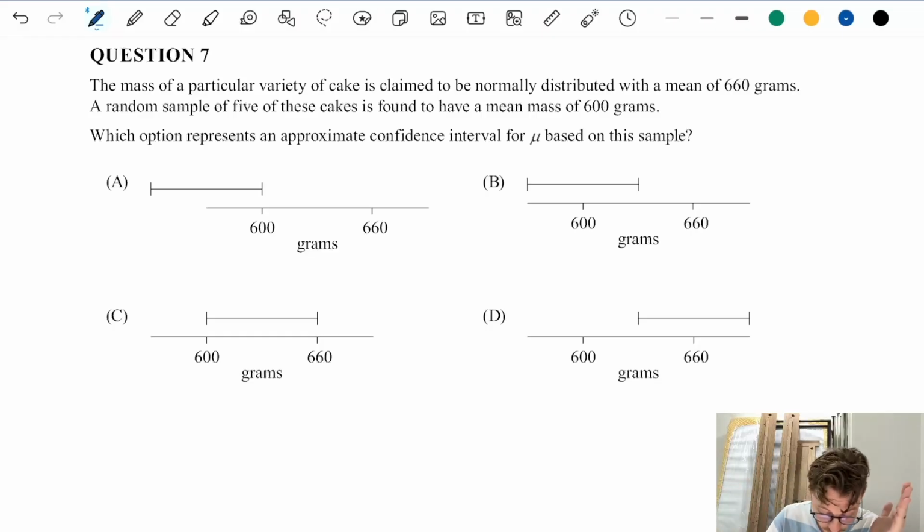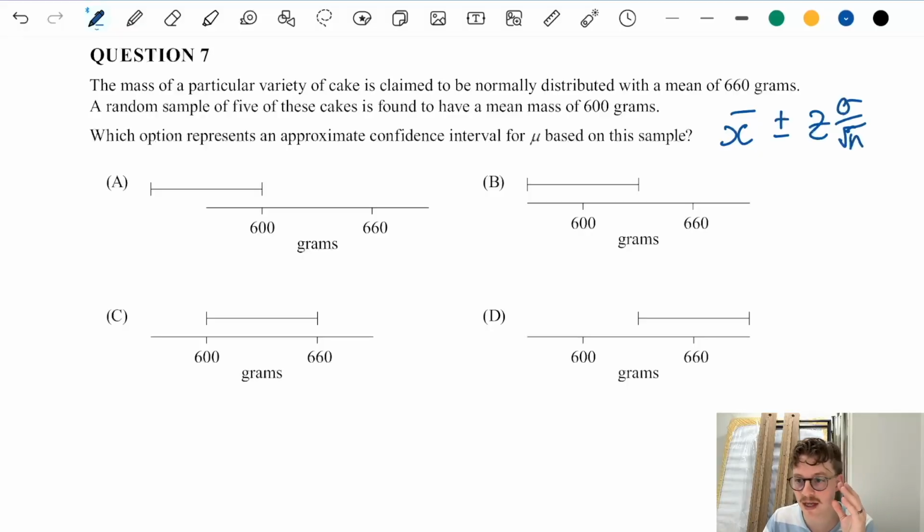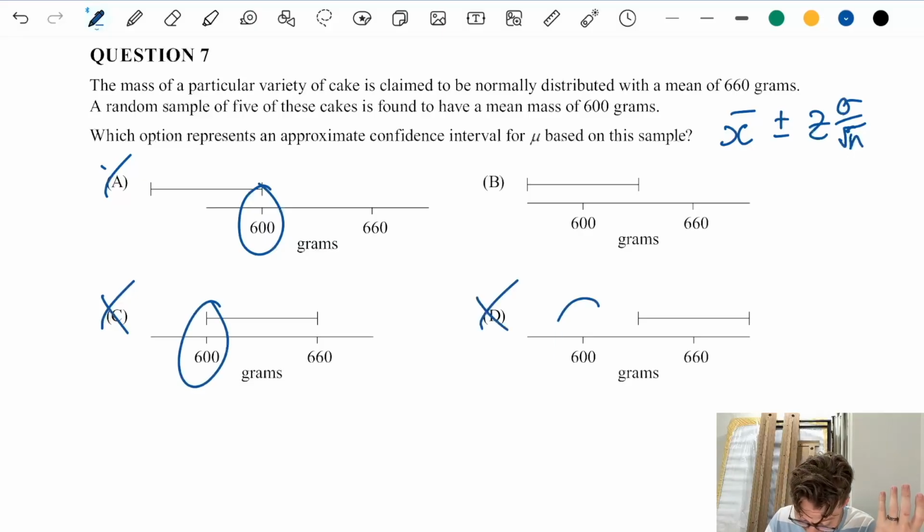My confidence interval formula, if you guys remember, is x bar plus or minus your z score times the standard deviation over square root n. There we go, there's our confidence interval formula. So the sample mean, x bar, has to be in the center of the confidence interval, which means I can immediately rule out A, because there's the sample mean, it's nowhere near. I can immediately rule out C, and I can immediately rule out D, because the sample mean is nowhere near.